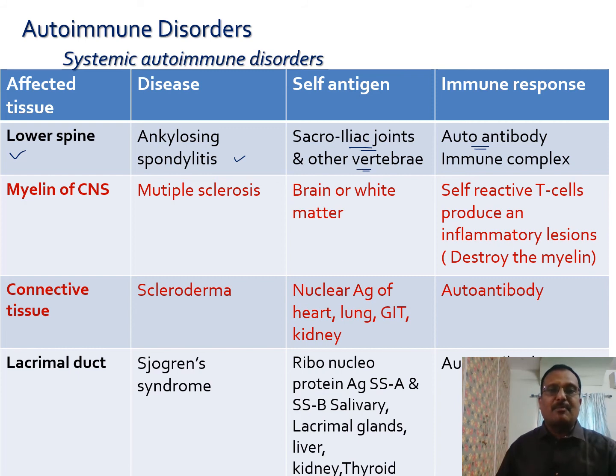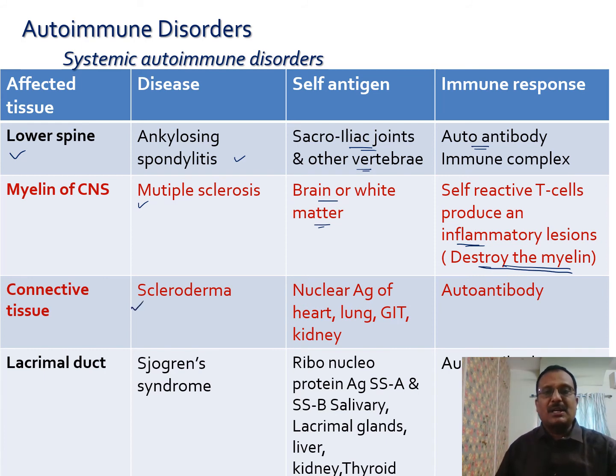Next one is multiple sclerosis. The self antigens here are in the brain or white matter of the brain, and the self-reactive T lymphocytes produce an inflammatory lesion which destroys the myelin in the white matter of the brain, resulting in multiple sclerosis. So here the affected tissue is the myelin of the central nervous system.